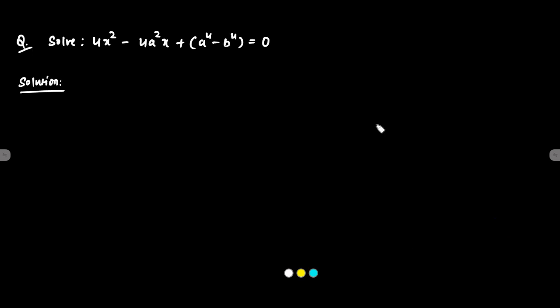So here is another question on solving quadratic equations through quadratic formula method. So here the quadratic equation is given 4x square minus 4a square x plus a to the power 4 minus b to the power 4 equals to 0. So here, as usual, the first step will write the quadratic equation as it is: 4x square minus 4a square x plus a to the power 4 minus b to the power 4 equals to 0.